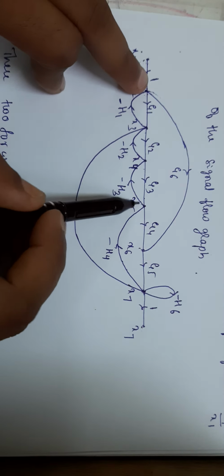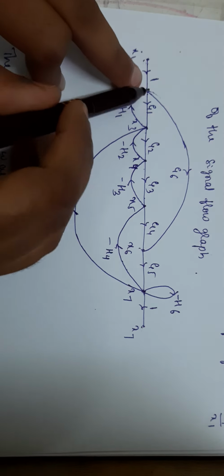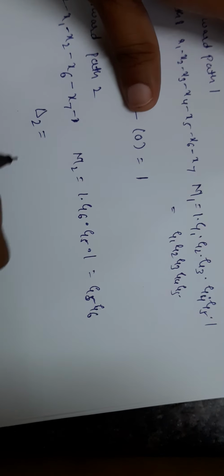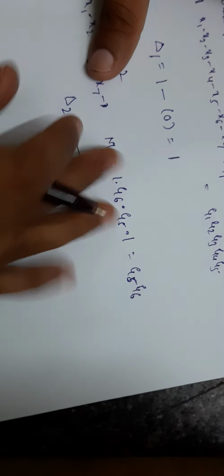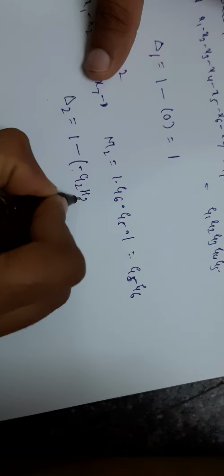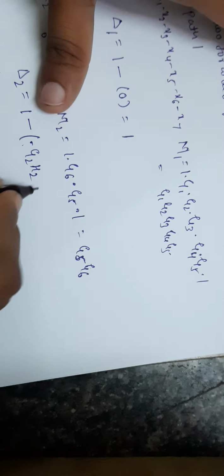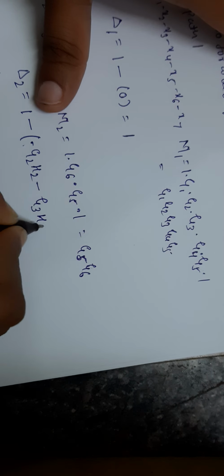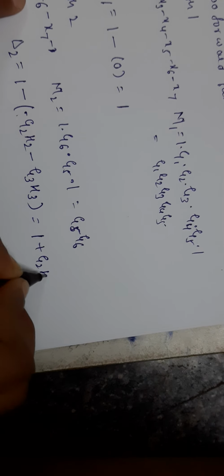Next, this loop is also non-touching. See this one, this is touching here, this path is touching here. So delta 2 is 1 minus, which is not touching, G2 into minus H2, so minus G2 H2. One more is G3 into minus H3, minus G3 H3. So delta 2 is 1 plus G2 H2 plus G3 H3.